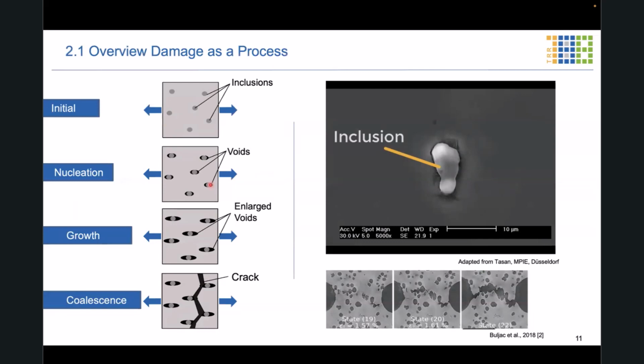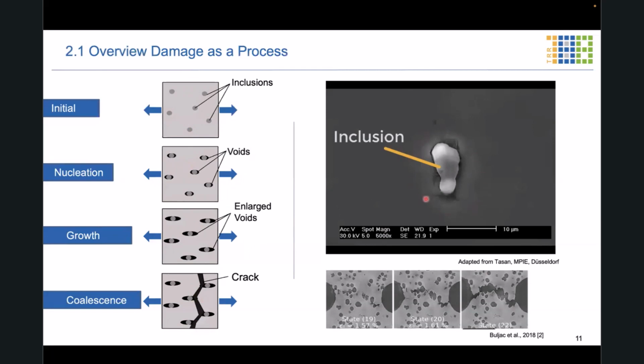We've already touched upon that point earlier, but I would still like to repeat what is going to happen. So here you see again the initial configuration of the matrix, including some inclusions, and then as a result of plastic deformation, voids are formed. They get enlarged until finally the material runs into the coalescence phase.